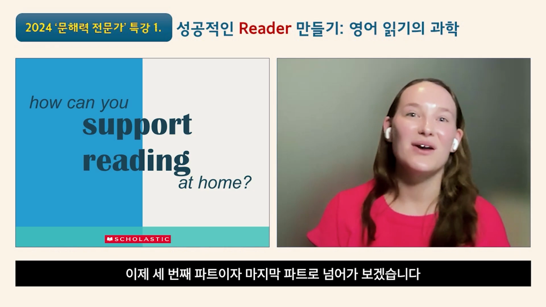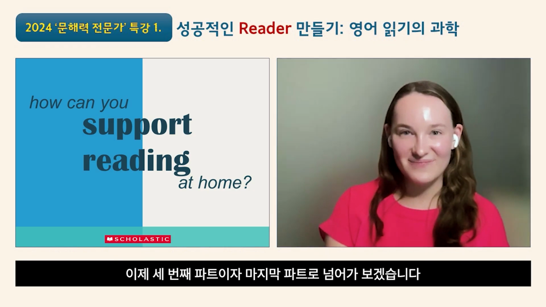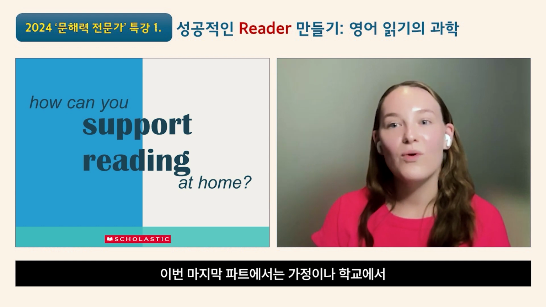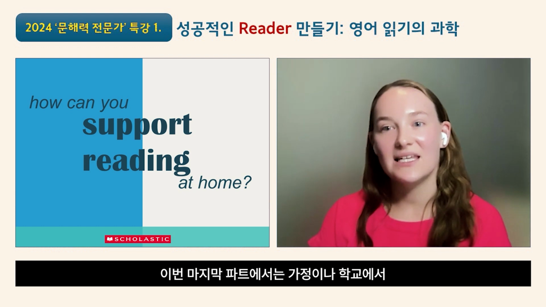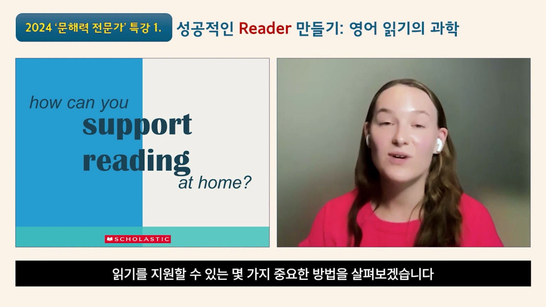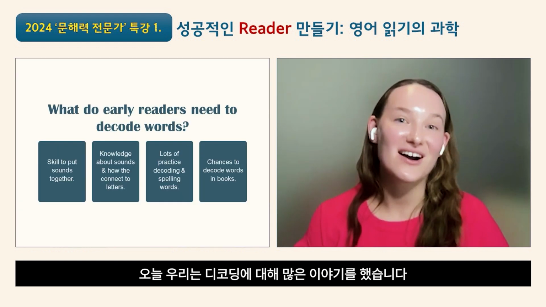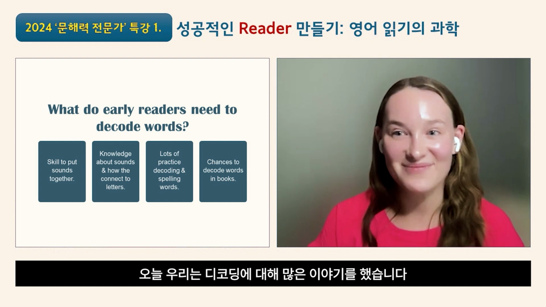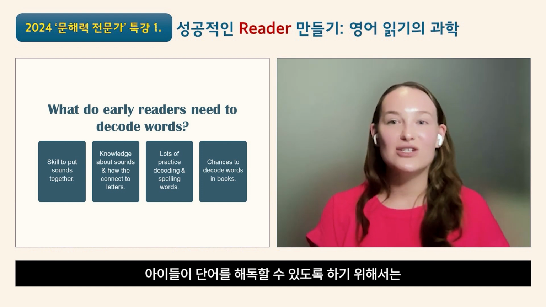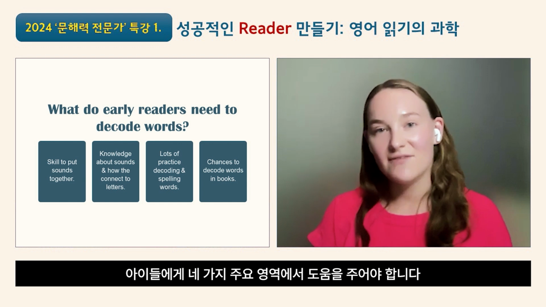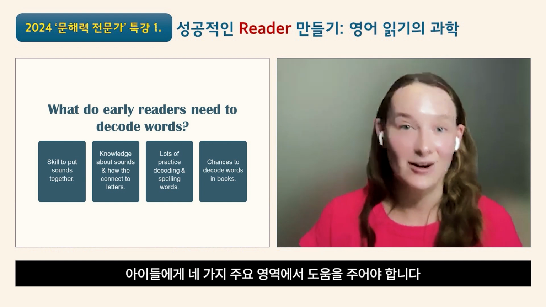Let's jump into our third and final section. In this last section, we'll explore a few key ways that you can support reading at home or at school. We have talked a lot about decoding today. To get children to decode words, we want to give them help in 4 key areas.